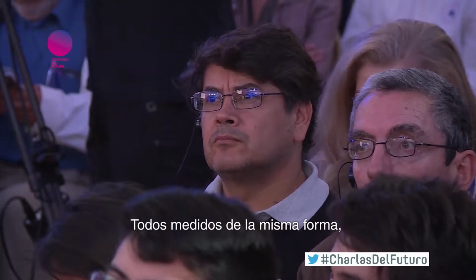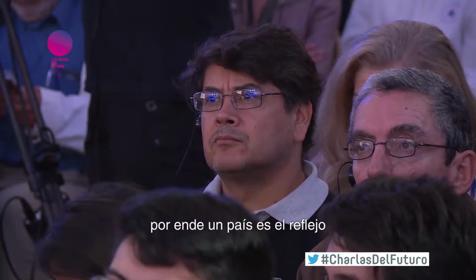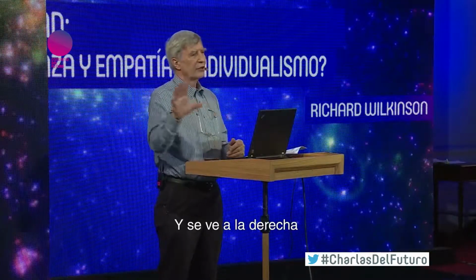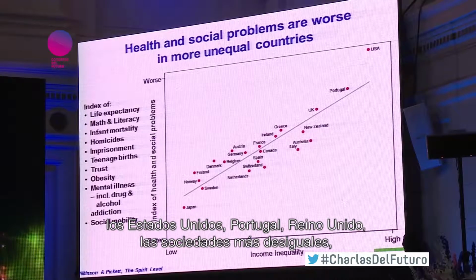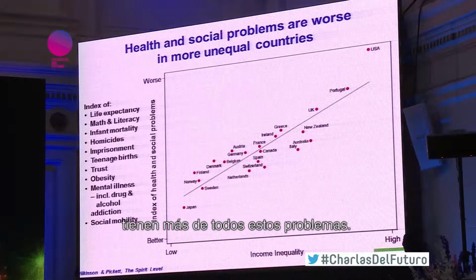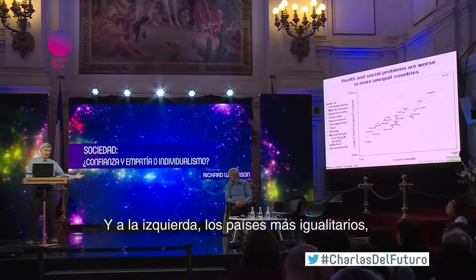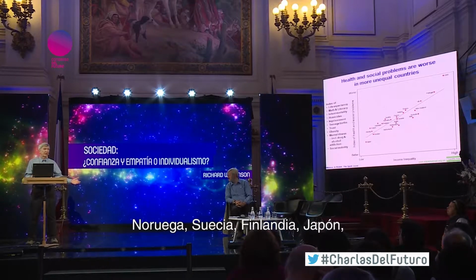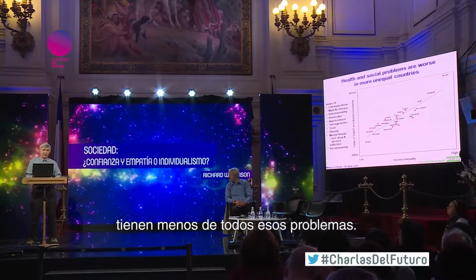They're all weighted equally, so where a country is a reflection of its average performance on these things. And you see on the right, the United States, Portugal, UK, the more unequal societies have more of all these problems. And on the left, the more equal countries, Norway, Sweden, Finland, Japan, have fewer of all those problems.